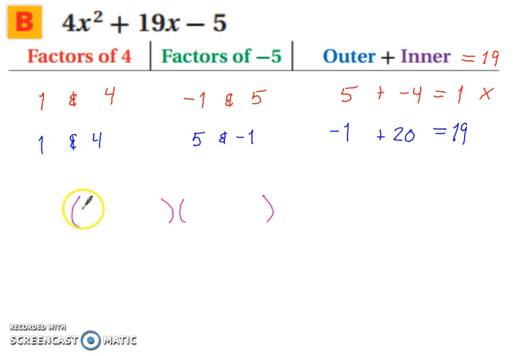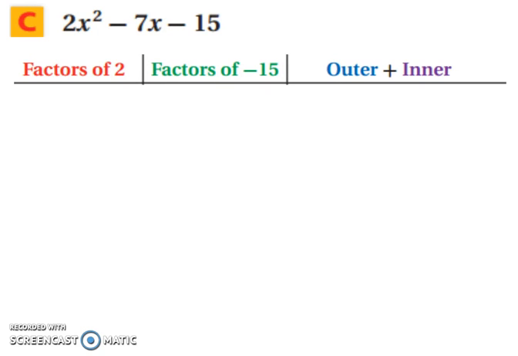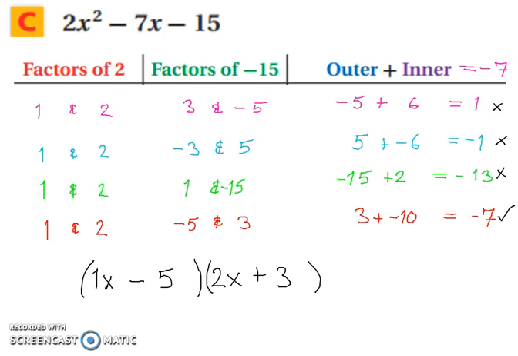So these go into our first positions here. So 1x and 4x. And then these make up our second position. So it's a positive 5 and a negative 1. Try this next one on your own. When you return to the video, the answer will be revealed below. And there you have it.